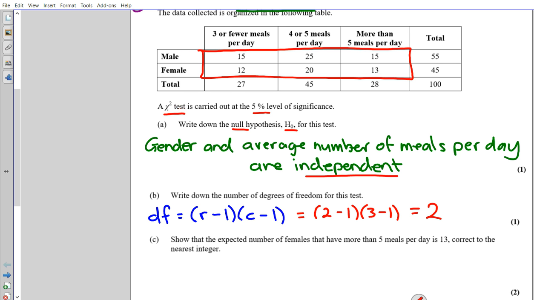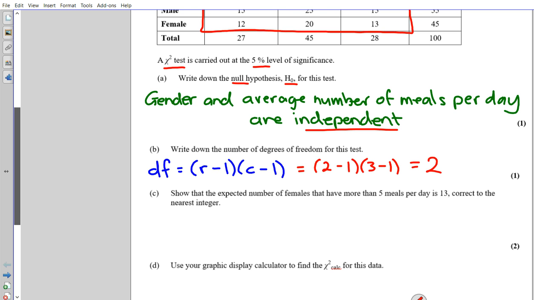Degrees of freedom for the test is 2. Next question. C. Show that the expected number, remember to find expected frequency, expected number of females that have more than 5 meals per day is 13, correct to the nearest integer. So integer means whole number.